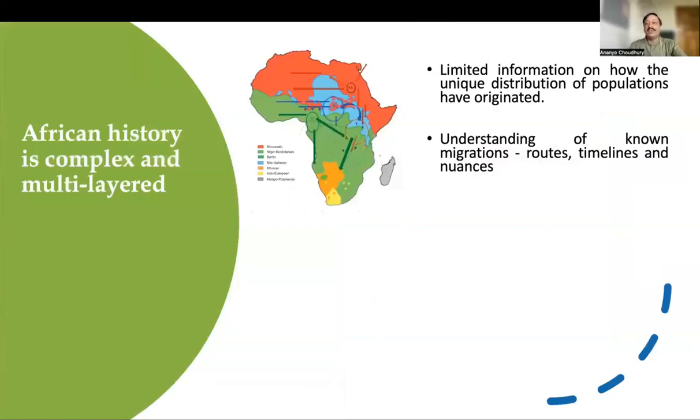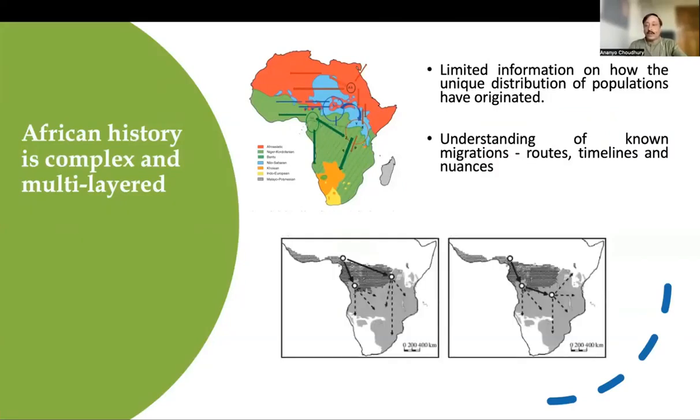So far, there is very limited information on how this unique distribution of population had originated. For example, there were probably tens or hundreds of migration events at regional scales, which we do not know about. And unless these are identified and properly characterized, the reconstruction of African history would remain incomplete. Moreover, even the migrations that we know about, there are a lot of debates and questions about their exact routes, timelines, and other nuances. For instance, this map shows two competing models for the Bantu expansion that we discussed a little while ago and will revisit later.